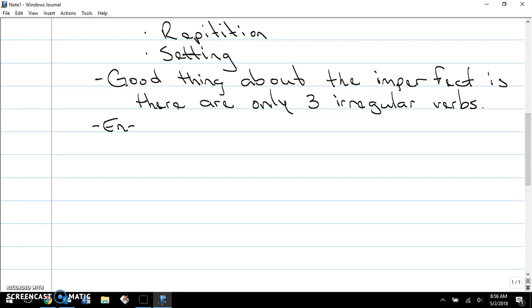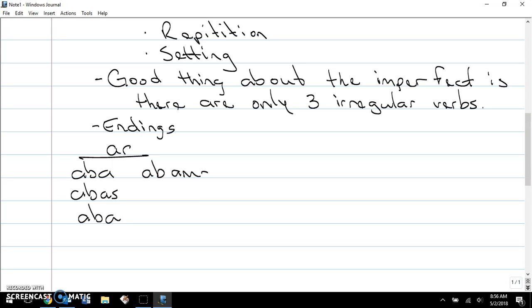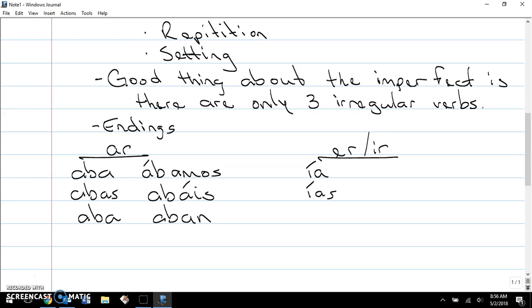So your endings for an AR verb are aba, abas, aba, ábamos, abais, and aban. ER and IR verbs are ía, ías, ía, íamos, íais, and ían.